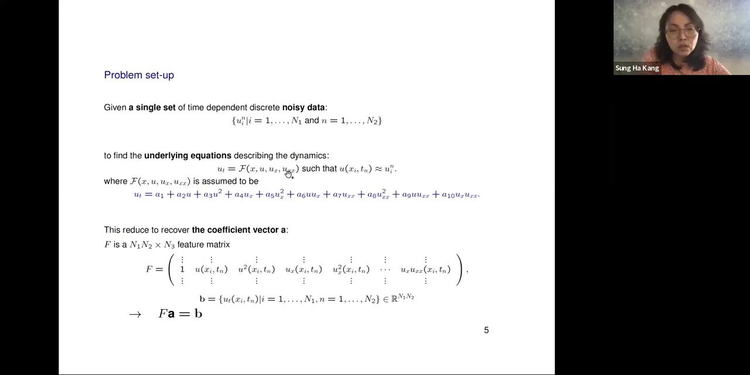So one easier way to handle this is to assume that this F is a linear combination of various terms. But these terms can be nonlinear. You can have u_xx multiplied, u_x squared, something like that. So you can have a nonlinear term, but it can be expressed in terms of a linear combination.